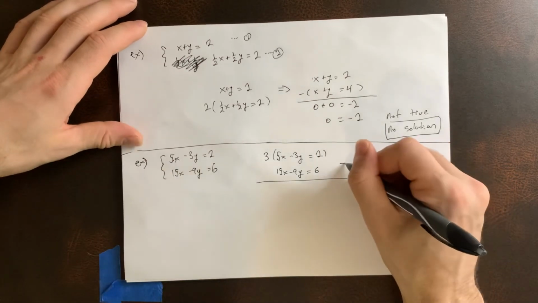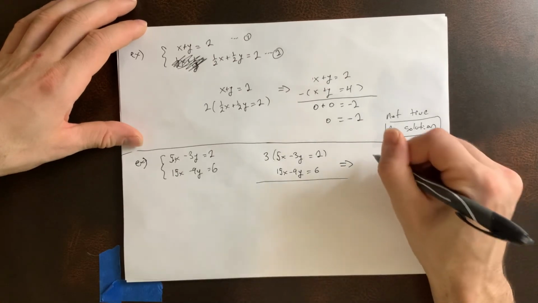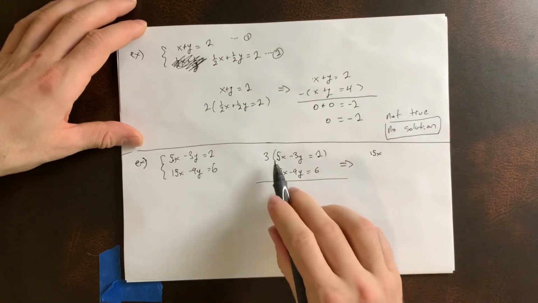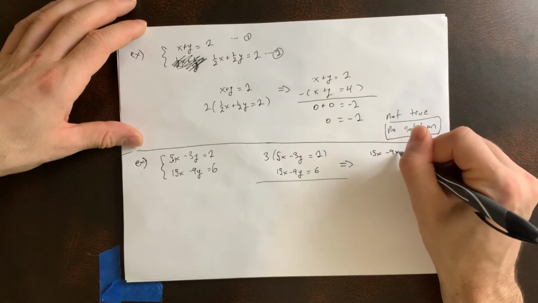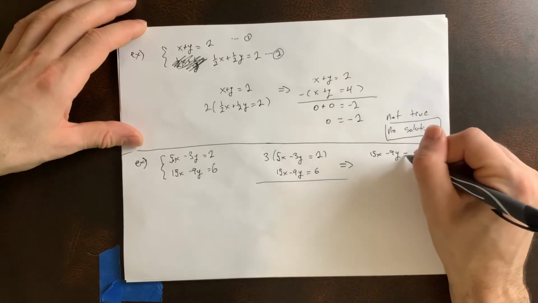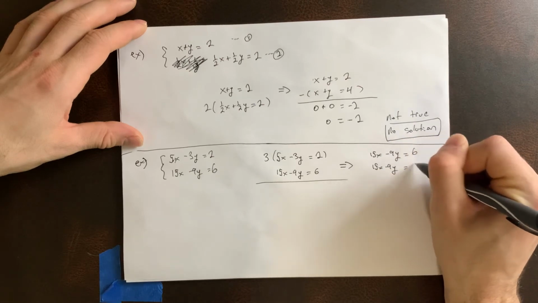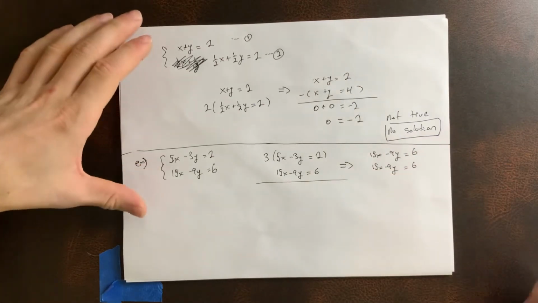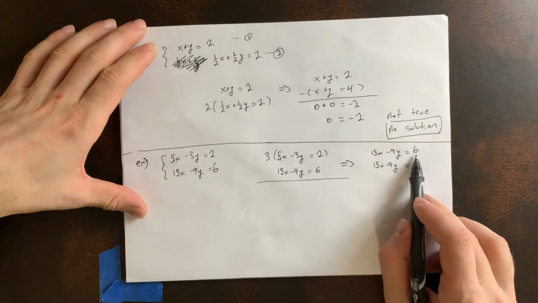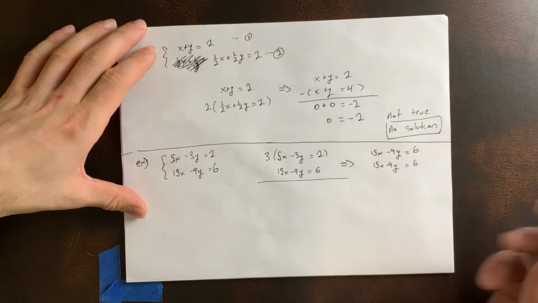Because then we'll have 5 times 5, so that's 15x. 5 times minus 3, so minus 9y. And 3 times 2, that's 6. And on the bottom, we'll have 15x minus 9y is equal to 6. So now again, you might notice something kind of weird, that we have the same thing. 15x minus 9y is equal to 6.